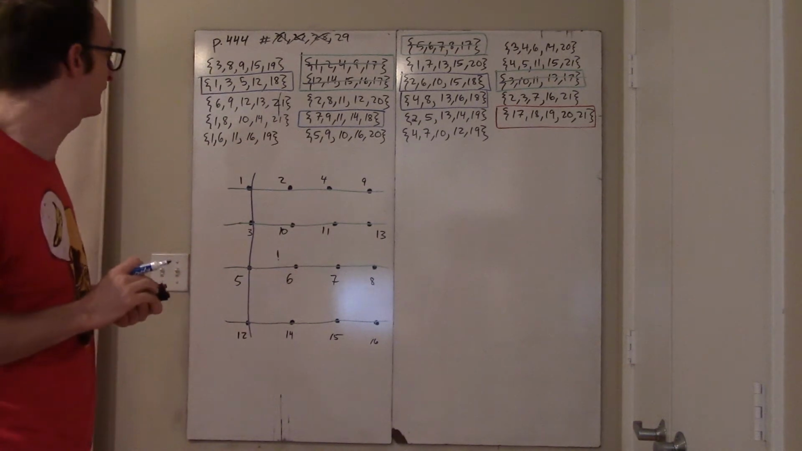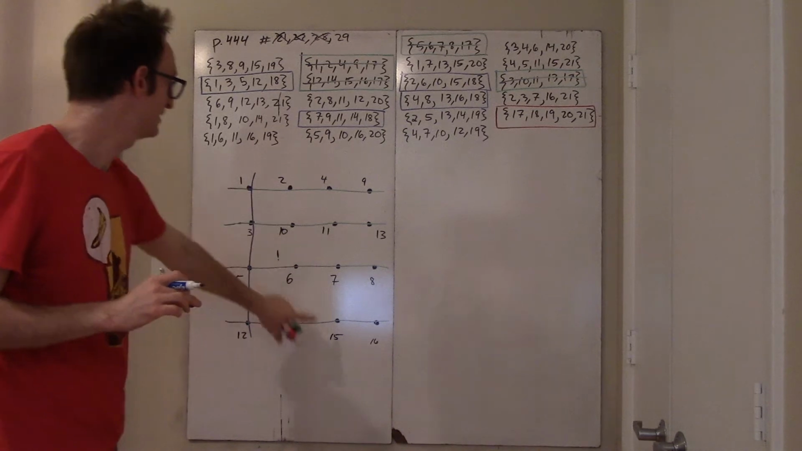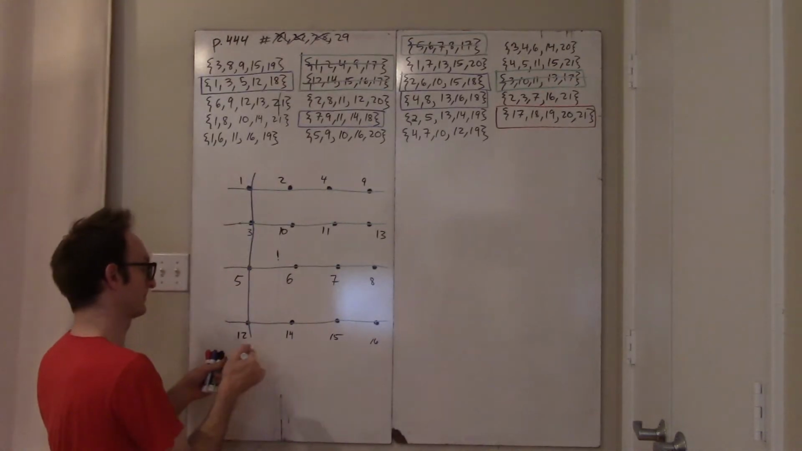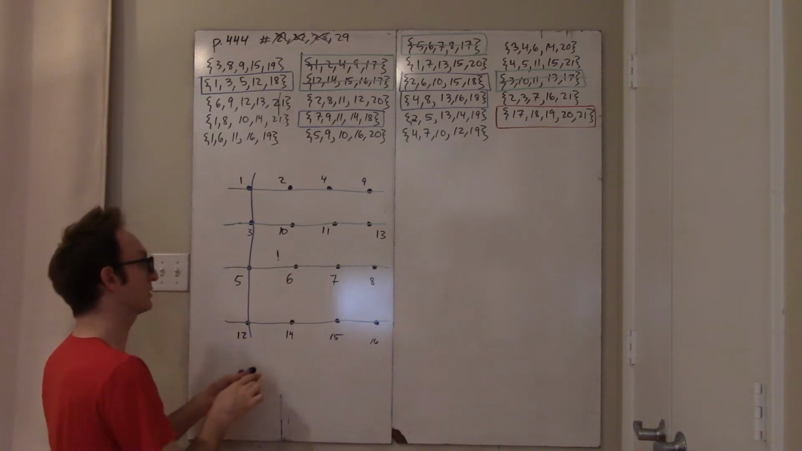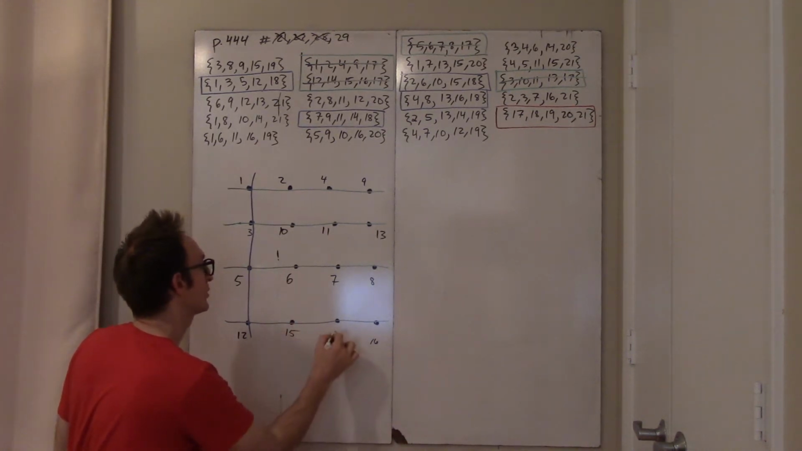2, 6, 10, 15 is another line, right? Well, look, 2, 6, 10, 15. Gosh, I wish that was a 15 there and not a 14. Well, I don't see any particular reason why it can't be. So I'm going to swap 15 and 14.